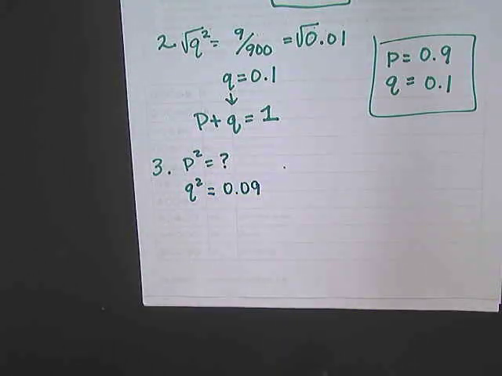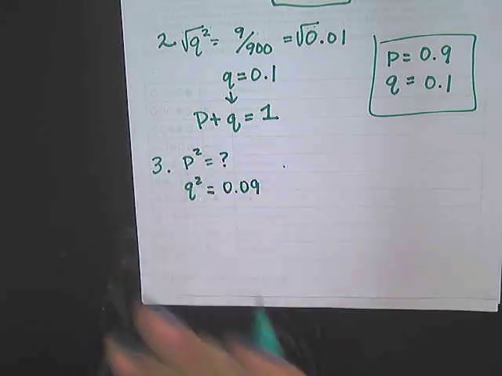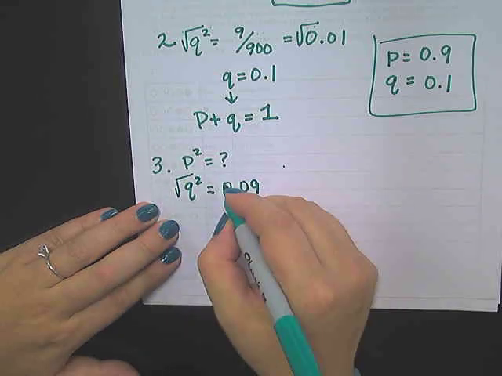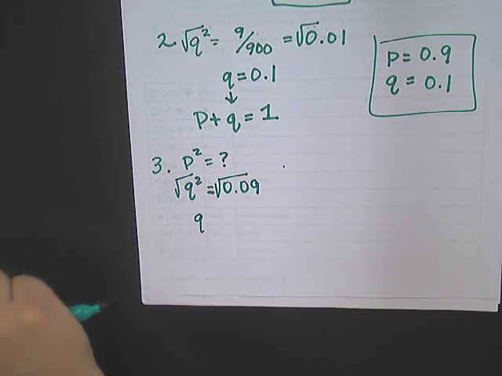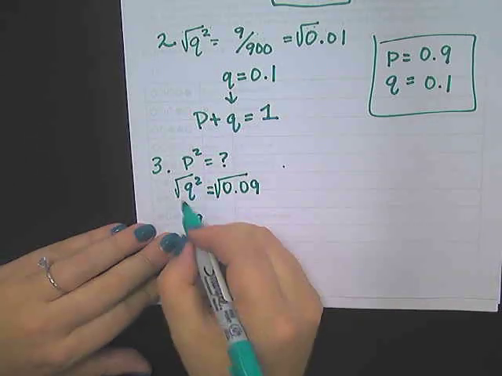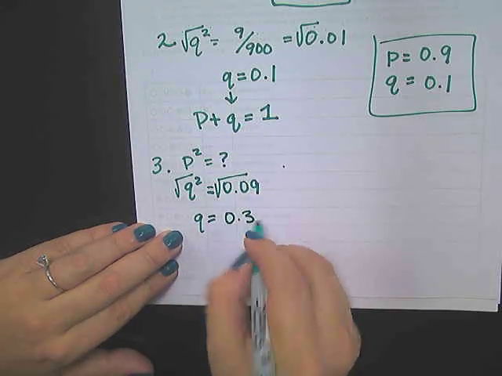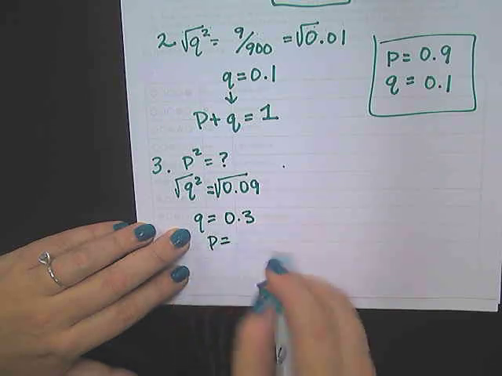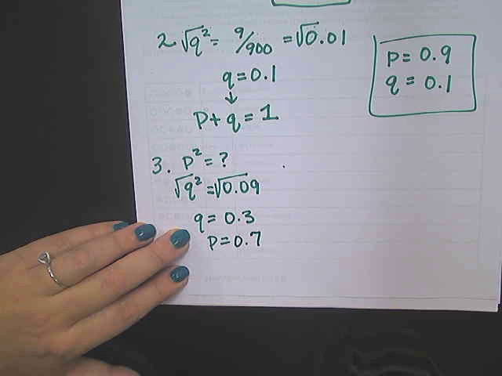So now in order to get p squared, I need to know what p is, and to get p I need to know what q is. So I'm going to take the square root. Always try to start with that q squared if possible. That will get you the ability to take the square root and solve for p. So q is equal to 0.3, which means that p is equal, when you plug it into this same equation, p is equal to 0.7.